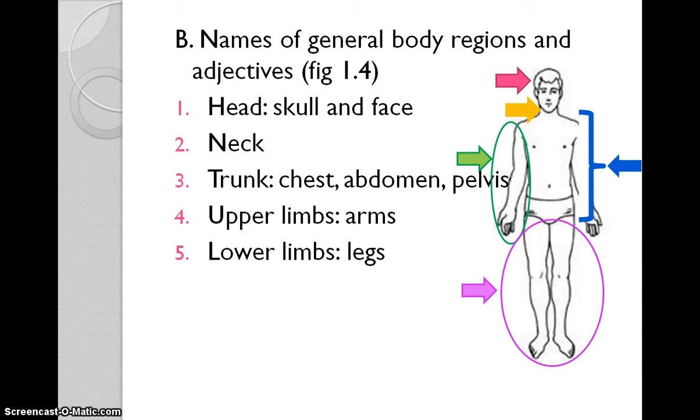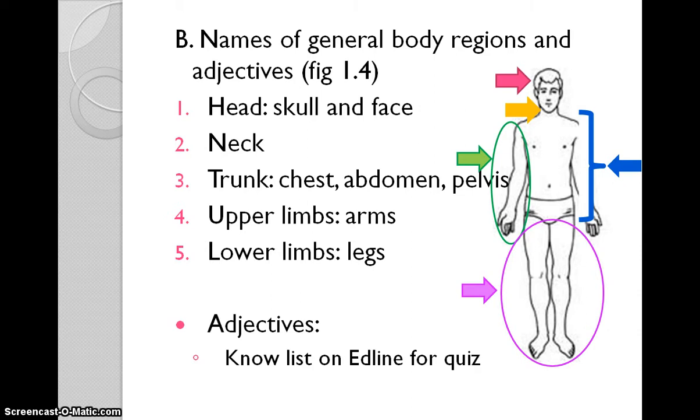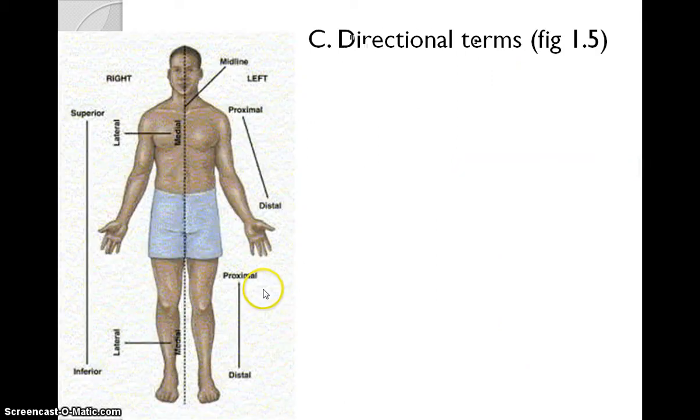There are a lot of additional, more specific adjectives that go along with these terms. For example, cephalic refers to the neck as well. These adjectives are all in your textbook, and you will need to know the more specific adjectives for the quiz. We have many directional terms that we can use to indicate direction or location according to the standard anatomical position.